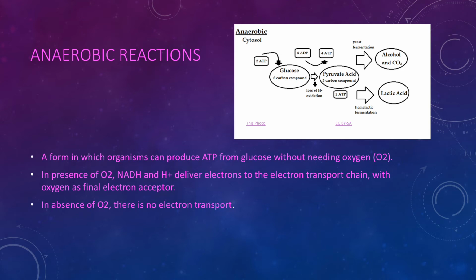Anaerobic reactions are a form in which organisms can produce ATP from glucose in cellular respiration without needing oxygen present. In this process, NADH and H+ deliver electrons and H+ back to pyruvic acid to form lactic acid. Buildup of lactic acid inhibits glycolysis. Anaerobic production produces much less ATP than aerobic production does. This process takes place in the cytoplasm.